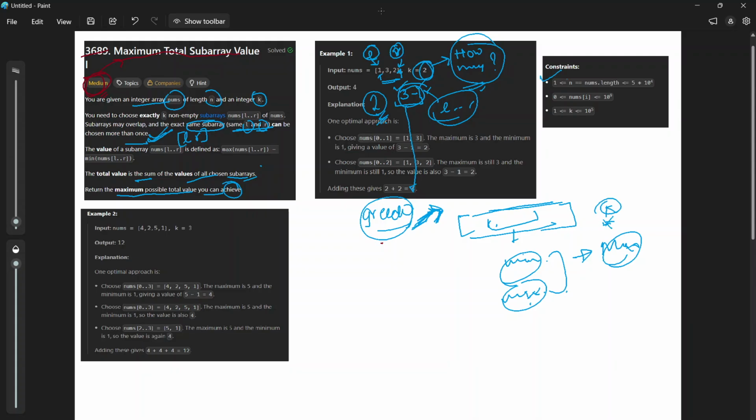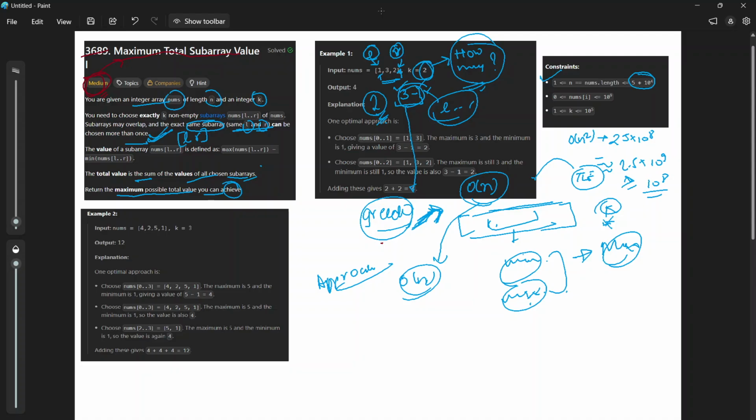So let us look at the constraint. The constraint is 5 into 10 raised to the power 4. So we cannot go for big O of n squared, because it will be 25 into 10 raised to the power 8, so around 2.5 into 10 raised to the power 9, which is greater than 10 raised to the power 8, and which will give us TLE. So the only better solution for this problem is a big O of n approach. We have to think of a solution which can solve this problem in big O of n.